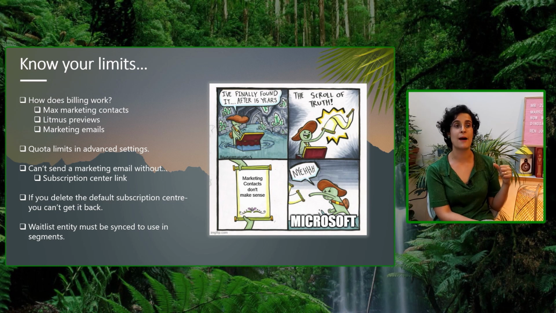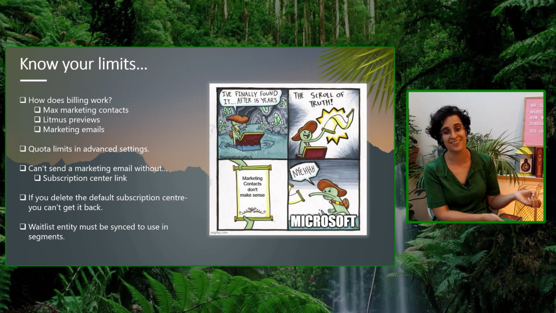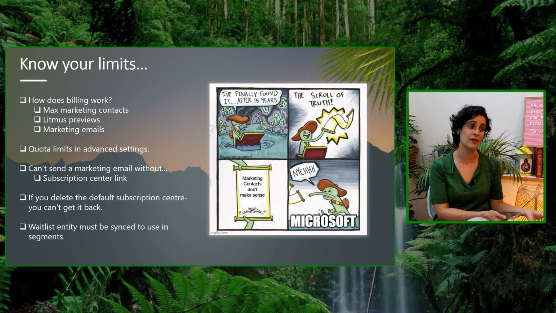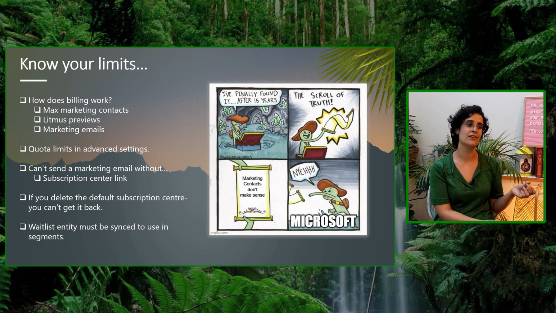So be thinking about marketing contacts, Litmus email previews, and marketing emails themselves in terms of how many you can send out, right? And secondly, everybody knows that marketing contacts don't really make much sense, so you're going to get asked about it, because customers are going to ask you. What's the definition of a marketing contact? How is it different to a normal contact? How do I determine if something's going to get billed? Make sure you understand those concepts.